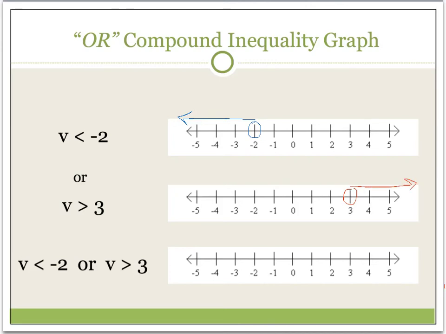Notice in these graphs, they never overlap because they're not an AND compound inequality. Only the compound inequalities that deal with the word AND would overlap. So in this case, when we put both of them on the same graph, we end up with two lines going in opposite directions. You'll have negative 2 going to the left, and you'll have 3 being greater going to the right. That would be the final graph for that compound inequality.